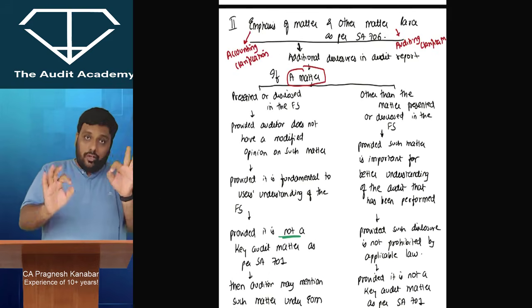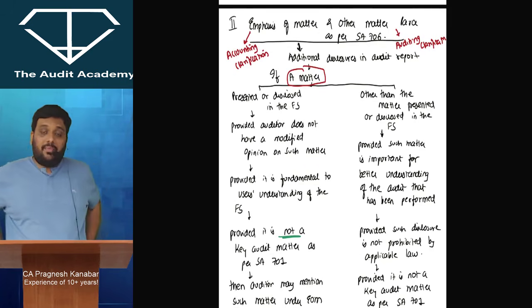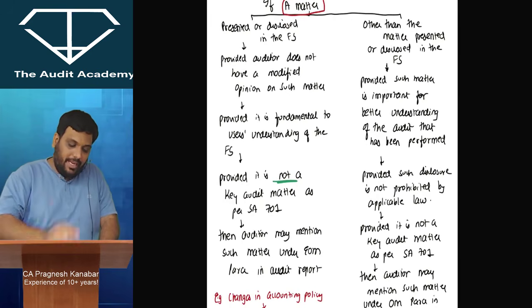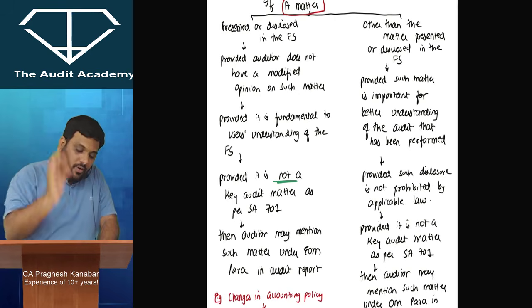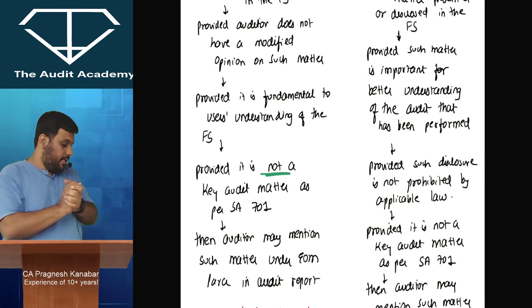So, in short, to solve MCQs, emphasis of matter is accounting clarification and other matter is auditing clarification. But when you are writing in your brief answers, you should be able to write all the conditions. I want a confirmation. Give me a promise that you will be able to write these conditions. Yes or no, sir? Yes, sir.